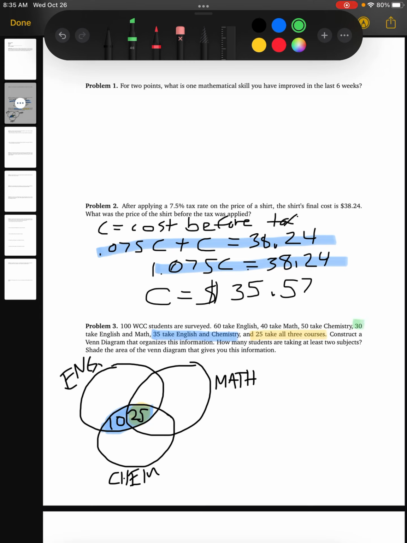Again, working backwards, I see here that 30 people are taking English and math. So if I look at the part of my Venn diagram that's English and math, that's this region here. So again, there's 25 people who are taking all 3 and 30 people who are taking English and math. And that lets me know that I'm filling that in with 5.